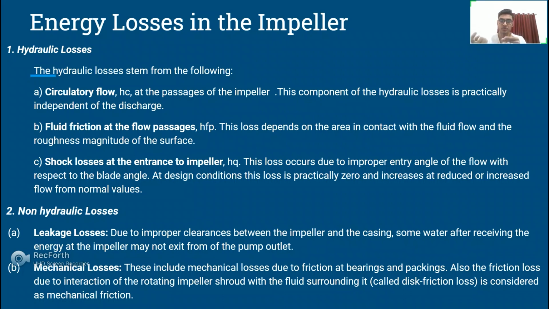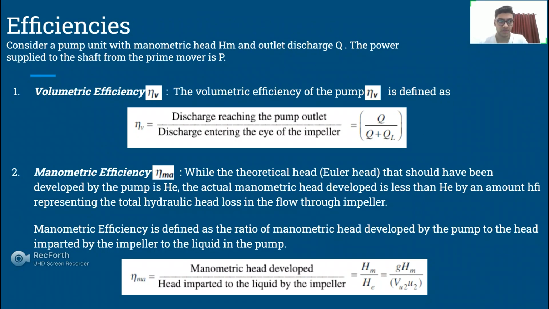Now next are the non-hydraulic losses. First one is leakage loss, that is due to the improper clearances between the impeller and the casing. Some of the liquid, after receiving the energy at the impeller, may not exit from the pump outlet. The next one is mechanical losses. These include mechanical losses due to the friction at bearings and packings. Also, the friction loss due to interaction of the rotating impeller shaft with the fluid surrounding it, called disc friction, is considered as mechanical friction.